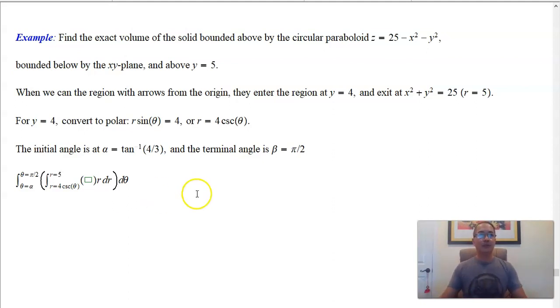Okay, so we have the same height that we said before, which is 25 minus r squared. So that's our setup. That is the volume that we are going to compute. Okay, how about this? Why don't you pause the video and see how far you can go there.